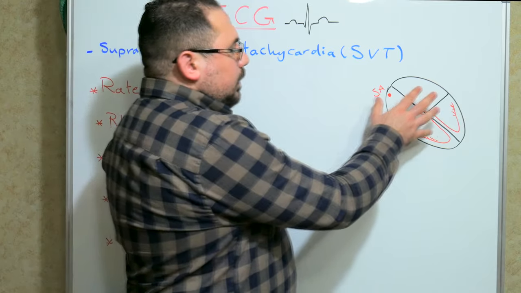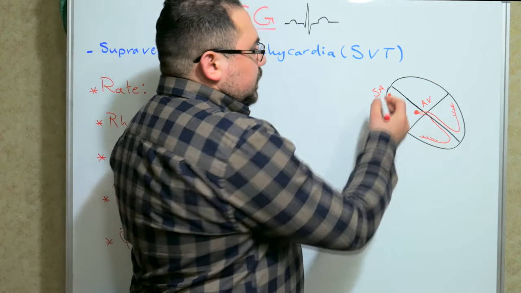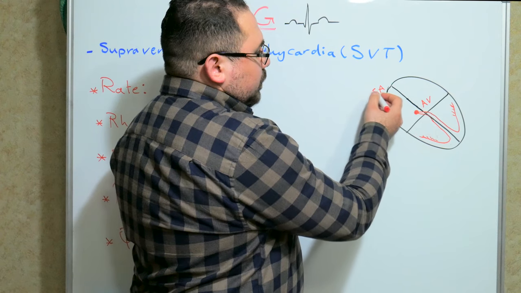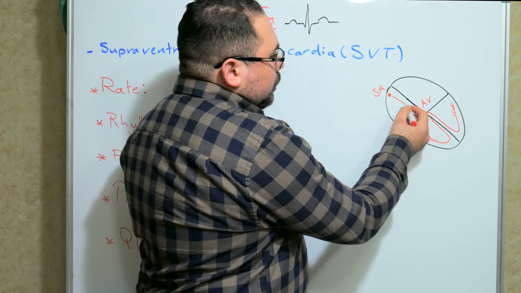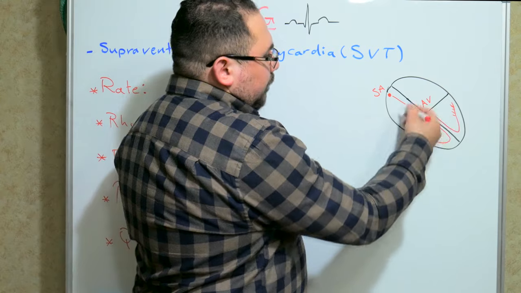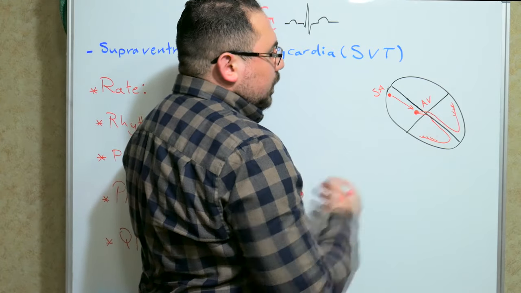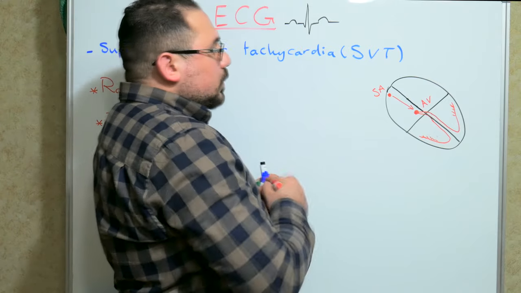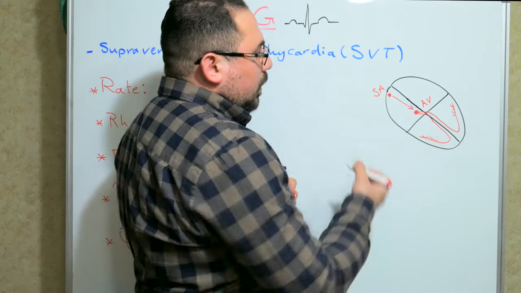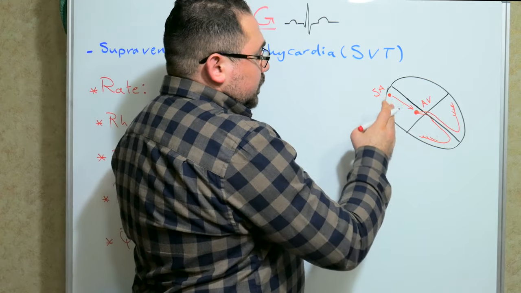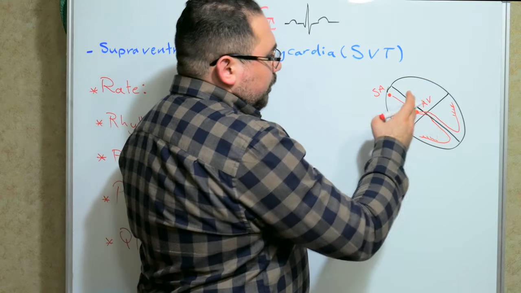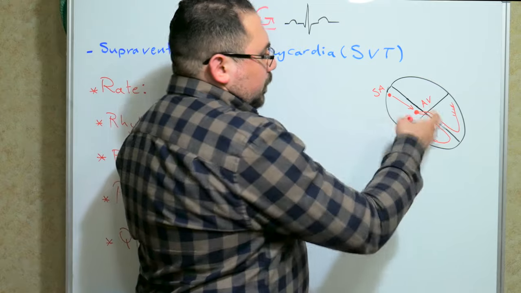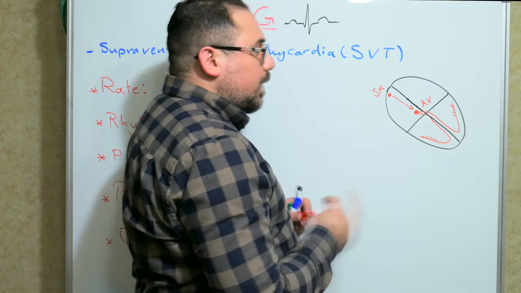As we know, in the heart, the electricity, or the action potential, starts from the SA node, then moves to the AV node. And the AV node will give it to the bundles and then to the Purkinje fibers. So that's the way the normal heart works. The SA node gives electricity to the atrium and then to the AV node, and the AV node gives electricity to the ventricle through the bundles and through the Purkinje fibers.